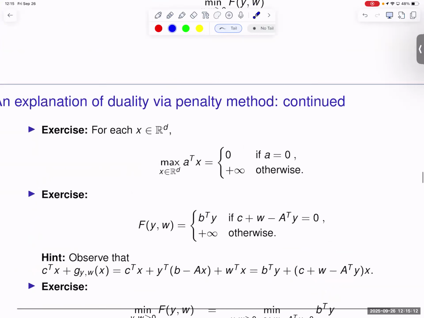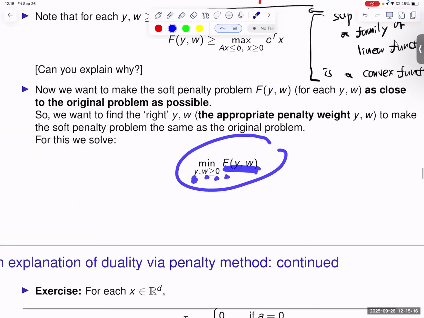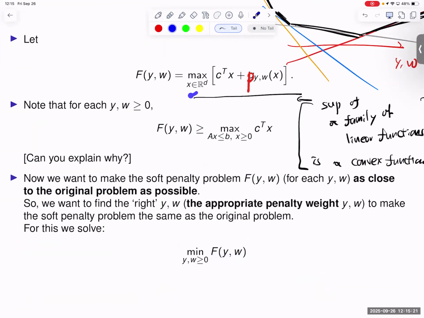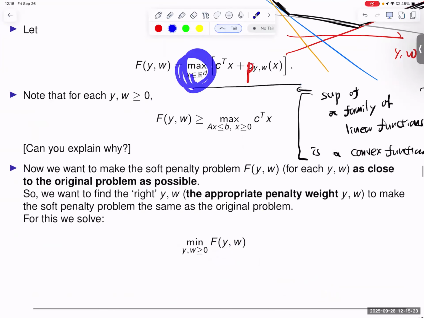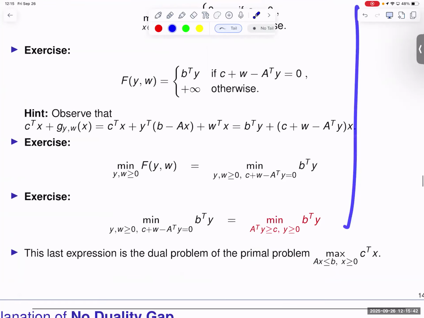So this problem, minimizing the rate of charge of this soft penalty modified objective functional value, is the same as the dual problem. So the dual problem just finds some optimal rate of charge for your penalty. Yeah, please do these exercises.